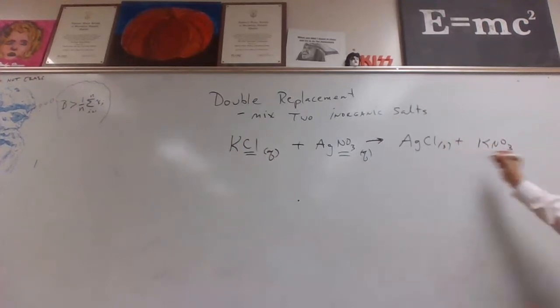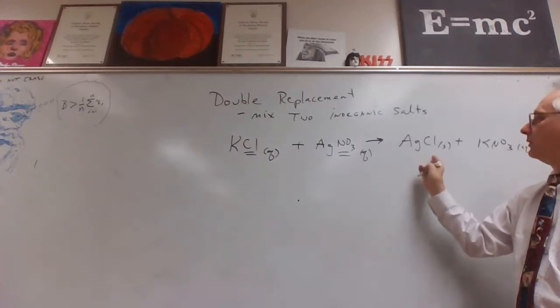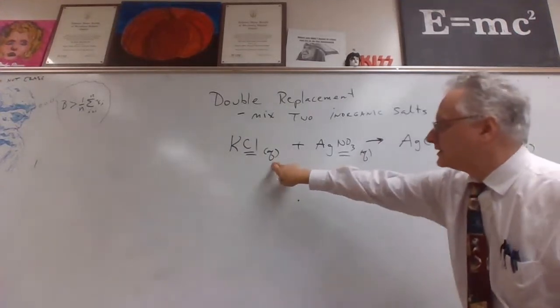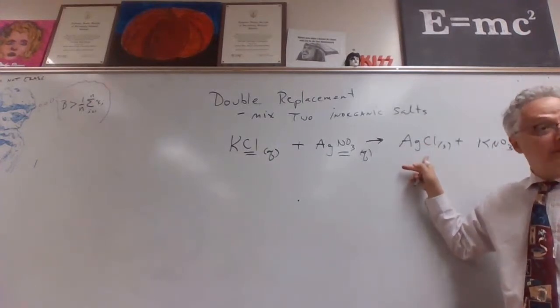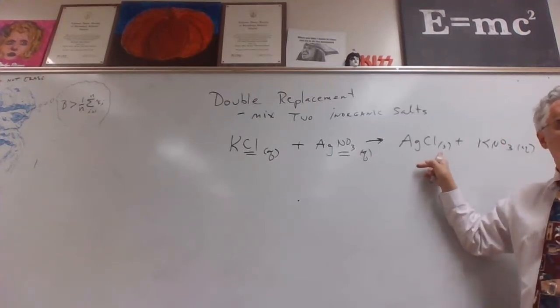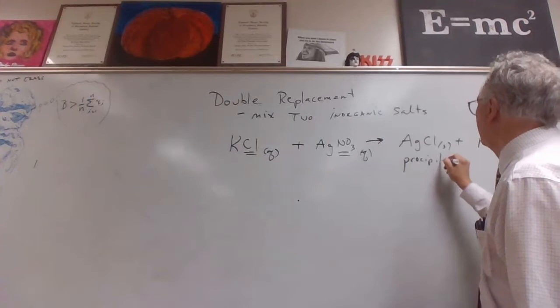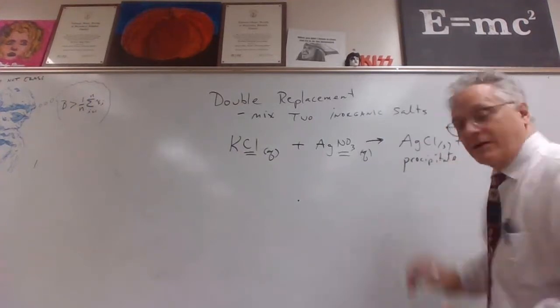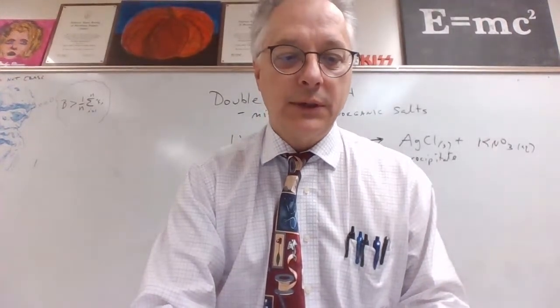One of the things that will happen, though, is this is an aqueous solution, this is an aqueous solution, and you're going to get something that comes out of solution that separates and usually forms a solid, and we call this a precipitate. Matter of fact, I'm going to pause this and I'm going to show you an example.